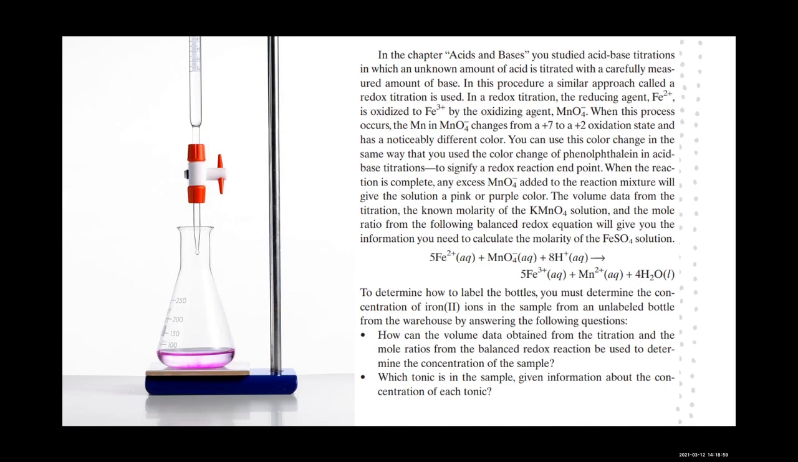To determine how to label the bottles, you must determine the concentration of iron(II) ions in the sample from an unlabeled bottle from the warehouse by answering the following questions. How can volume data obtained from the titration and mole ratios from the balanced redox reaction be used to determine the concentration of the sample? Which tonic is in the sample, given information about the concentration of each tonic?